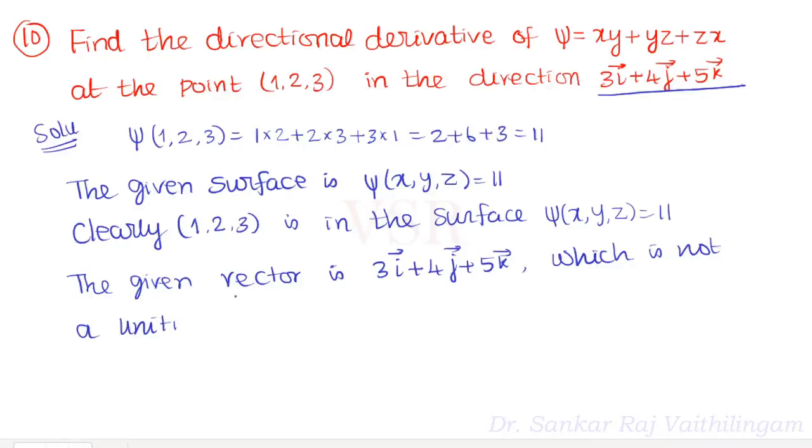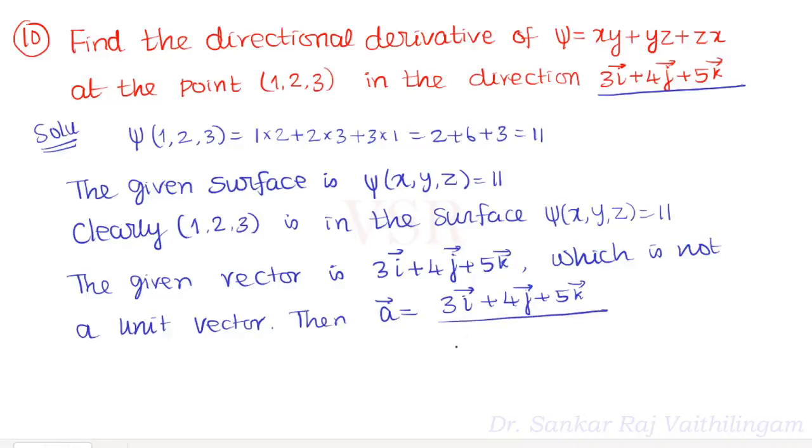Unit vector. Okay, so I convert this into a unit vector. A vector is equal to 3i vector plus 4j vector plus 5k vector divided by the modulus of 3i plus 4j plus 5k.